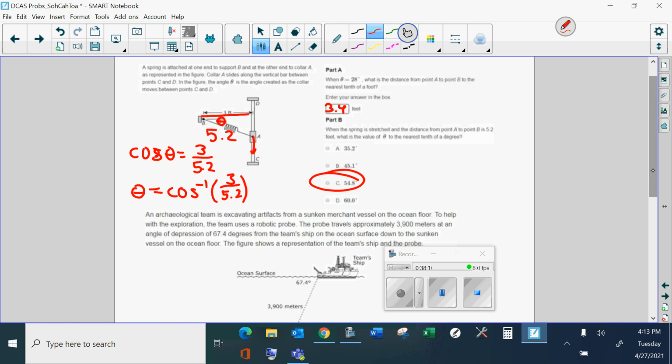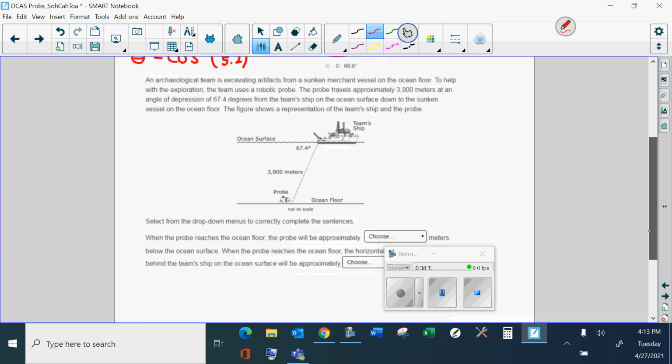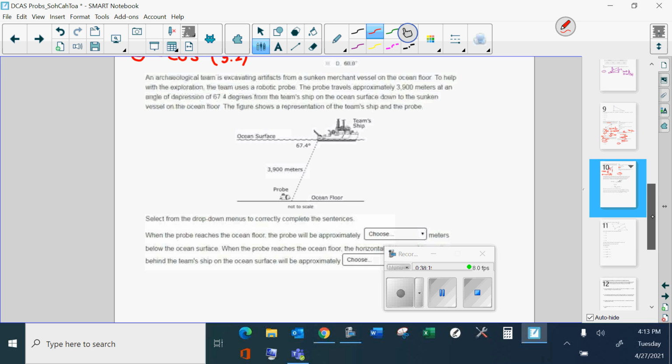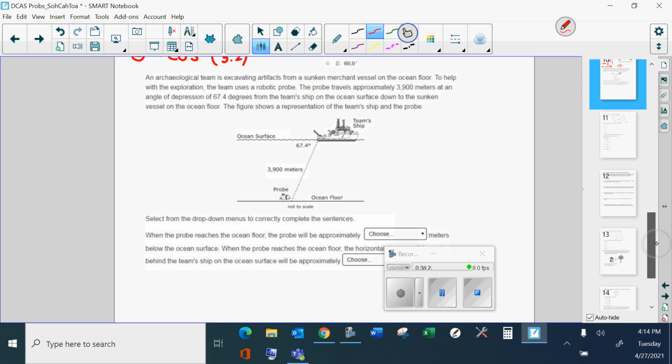Okay, all this is SohCahToa over and over again. You'll identify things. Okay. How many do we got to go? That's 10. A few more on page 10. Okay.